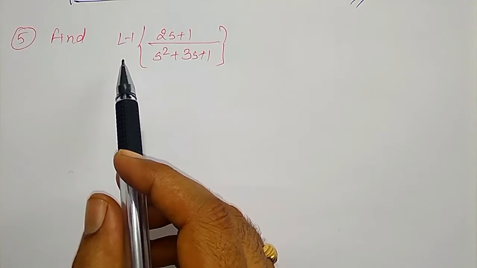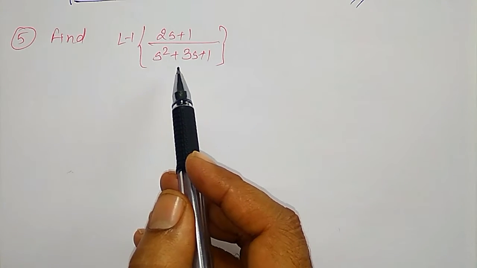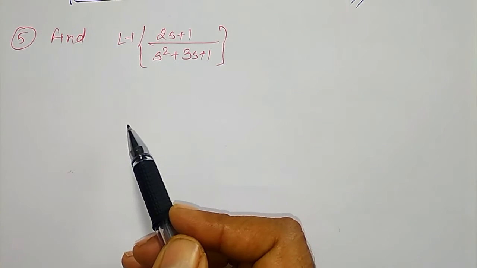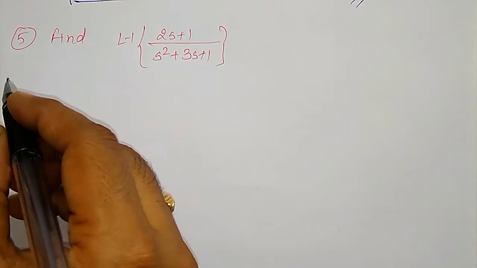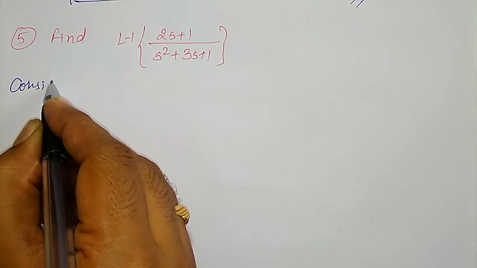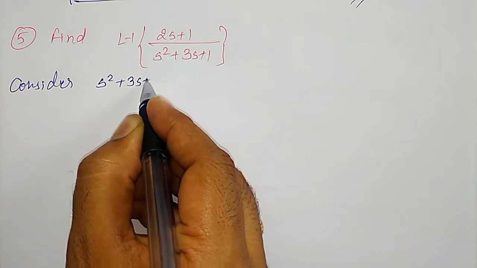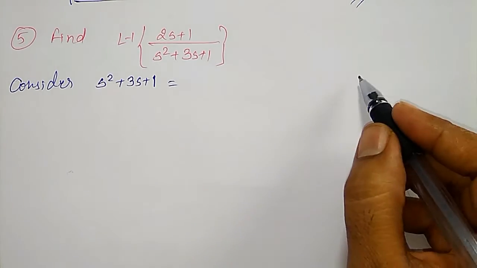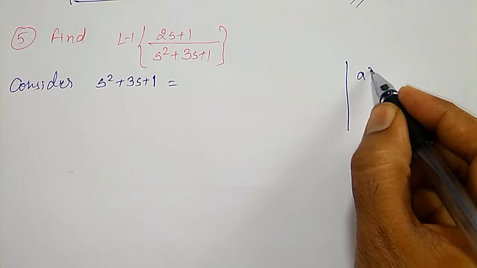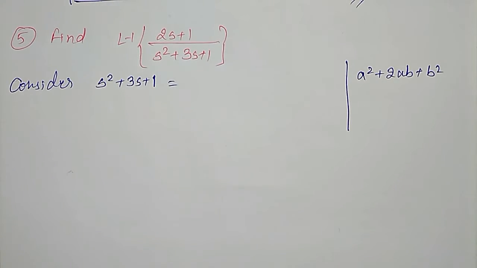Example is inverse Laplace transform of 2s plus 1 divided by s square plus 3s plus 1. Here again the denominator is not a perfect square. I have to adjust it. Consider s square plus 3s plus 1. Here, to make it a perfect square of the type a square plus 2ab plus b square, I have to make it as.